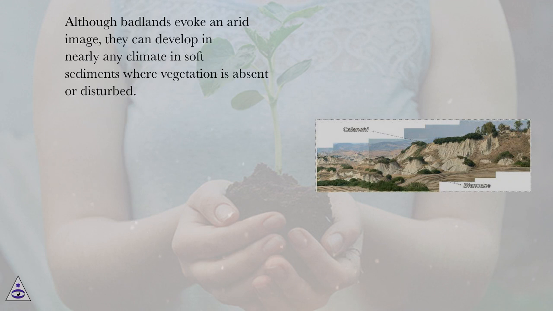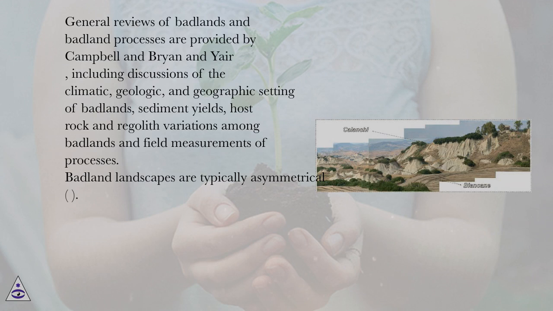Although badlands evoke an arid image, they can develop in nearly any climate in soft sediments where vegetation is absent or disturbed. General reviews of badlands and badland processes are provided by Campbell and Bryan and Yair, including discussions of the climatic, geologic, and geographic setting of badlands, sediment yields, host rock and regolith variations among badlands and field measurements of processes. Badland landscapes are typically asymmetrical.